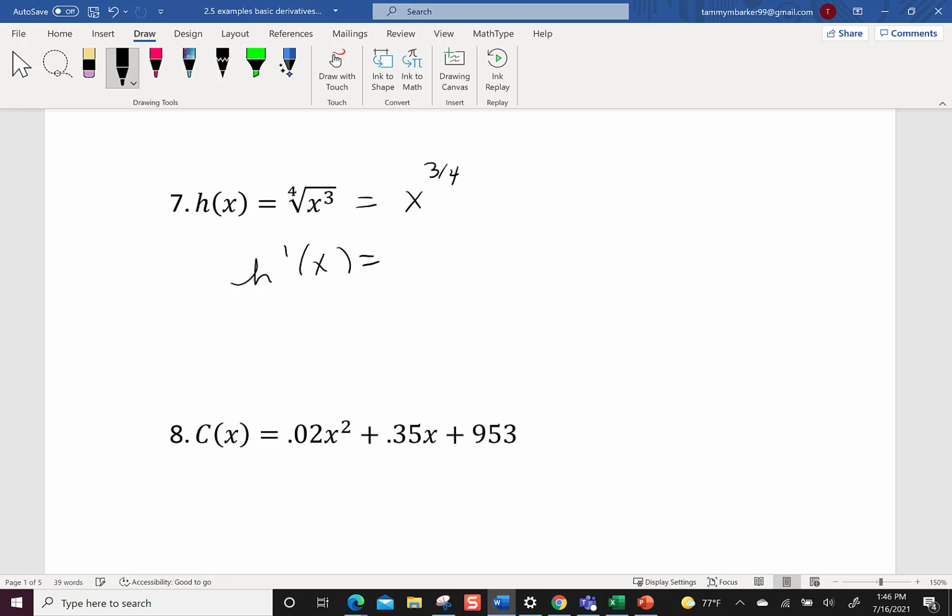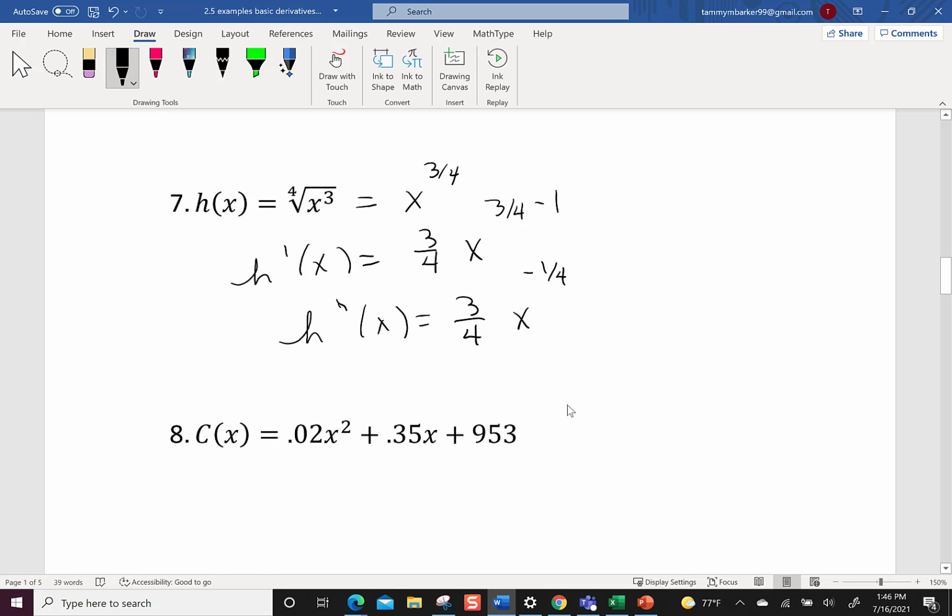H prime of x, I'm going to bring the 3/4 down. I have x. I'm going to write it the long way really quick for you. It's 3/4 minus 1. You can, if you want to, put 3/4 minus 1 into your calculator. It will tell you what the answer is. If you don't like fractions, you don't have to do fractions. But I do think it's a good idea to write the answer as a fraction. So I have 3/4 x to the negative 1/4.